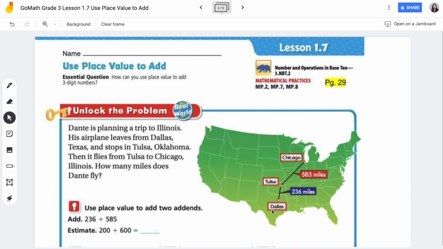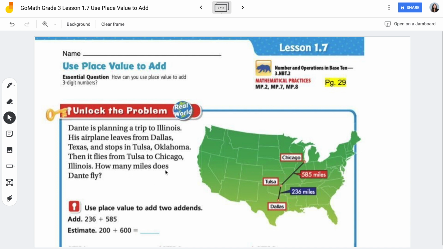We know Dante is planning a trip to Illinois, and Chicago is the city in the state of Illinois he's going to. And he's leaving from Dallas, Texas. Dallas is a city in the state of Texas. Then he stops in Tulsa, Oklahoma, the state just to the north, and Tulsa is a city in Oklahoma. The distance from Dallas to Tulsa is 236 miles. Then the plane takes off again and flies from Tulsa to Chicago in Illinois. And that distance is here in red, 585 miles.